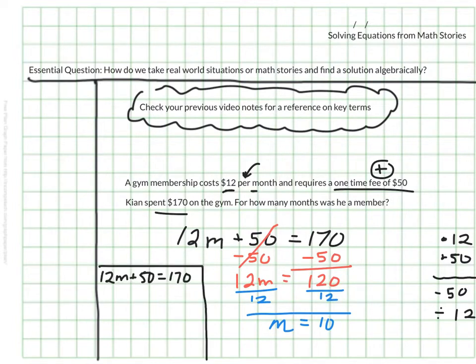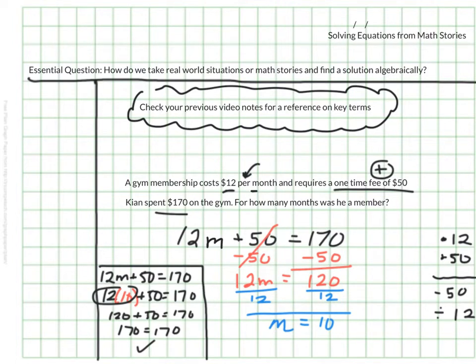We can always check our work. That way we know right away if we're right by substituting. So I would do 12, and I'd substitute m with 10. And then I would add my 50, and it should equal 170 if I did it correctly. And lo and behold, 12 times 10 is 120. And if I do indeed add 50 to that, I do get 170. So I know my answer worked out. He was a member for 10 months.